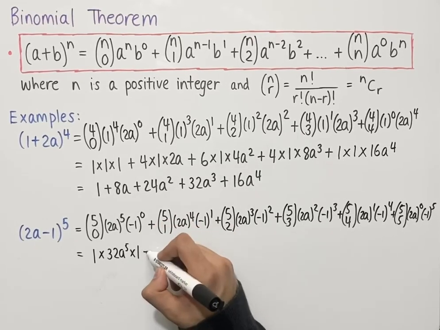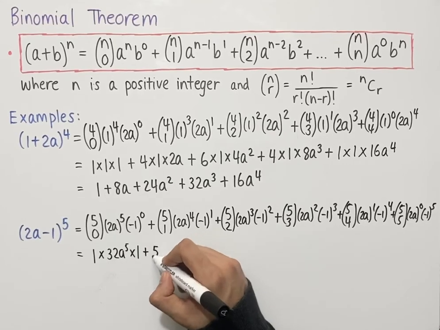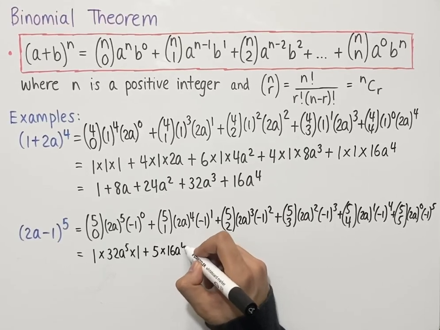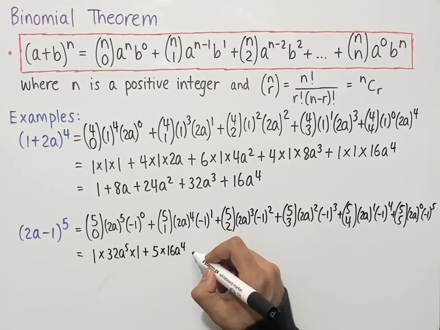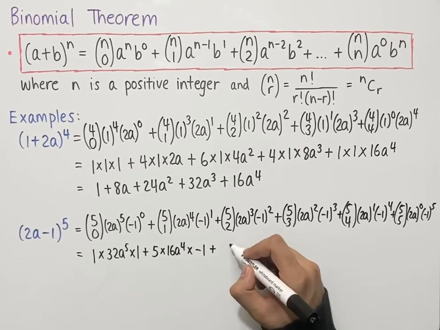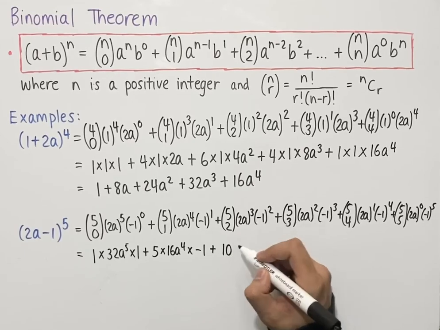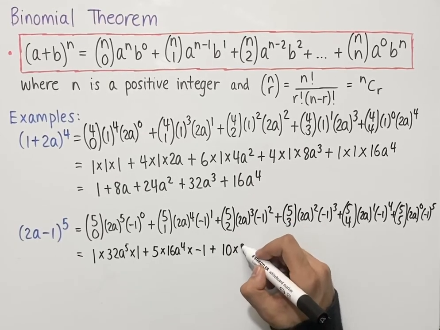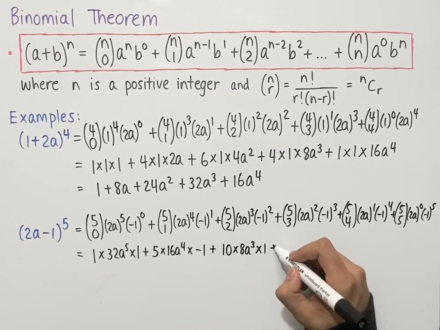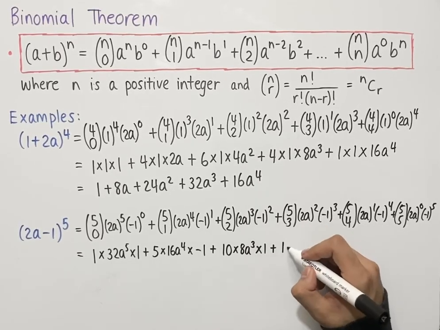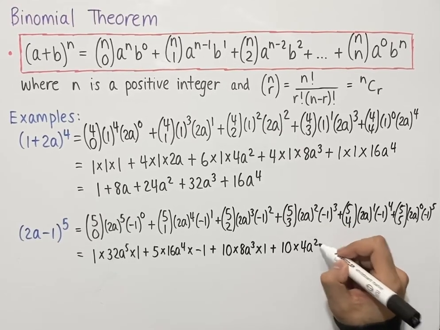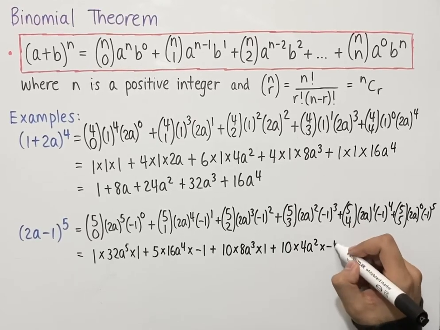Then for the next term we have 5 choose 1, which is equal to 5. 2a to the power of 4, which is equal to 16a to the power of 4, and minus 1 to the power of 1, which is equal to minus 1. We now have 5 choose 2, so we're adding this on. 5 choose 2 is equal to 10. 2a to the power of 3 is equal to 8a cubed, minus 1 squared is equal to 1. Next term is 5 choose 3, which is equal to 10. 2a to the power of 2, which is equal to 4a squared. Minus 1 to the power of 3, which is equal to minus 1.